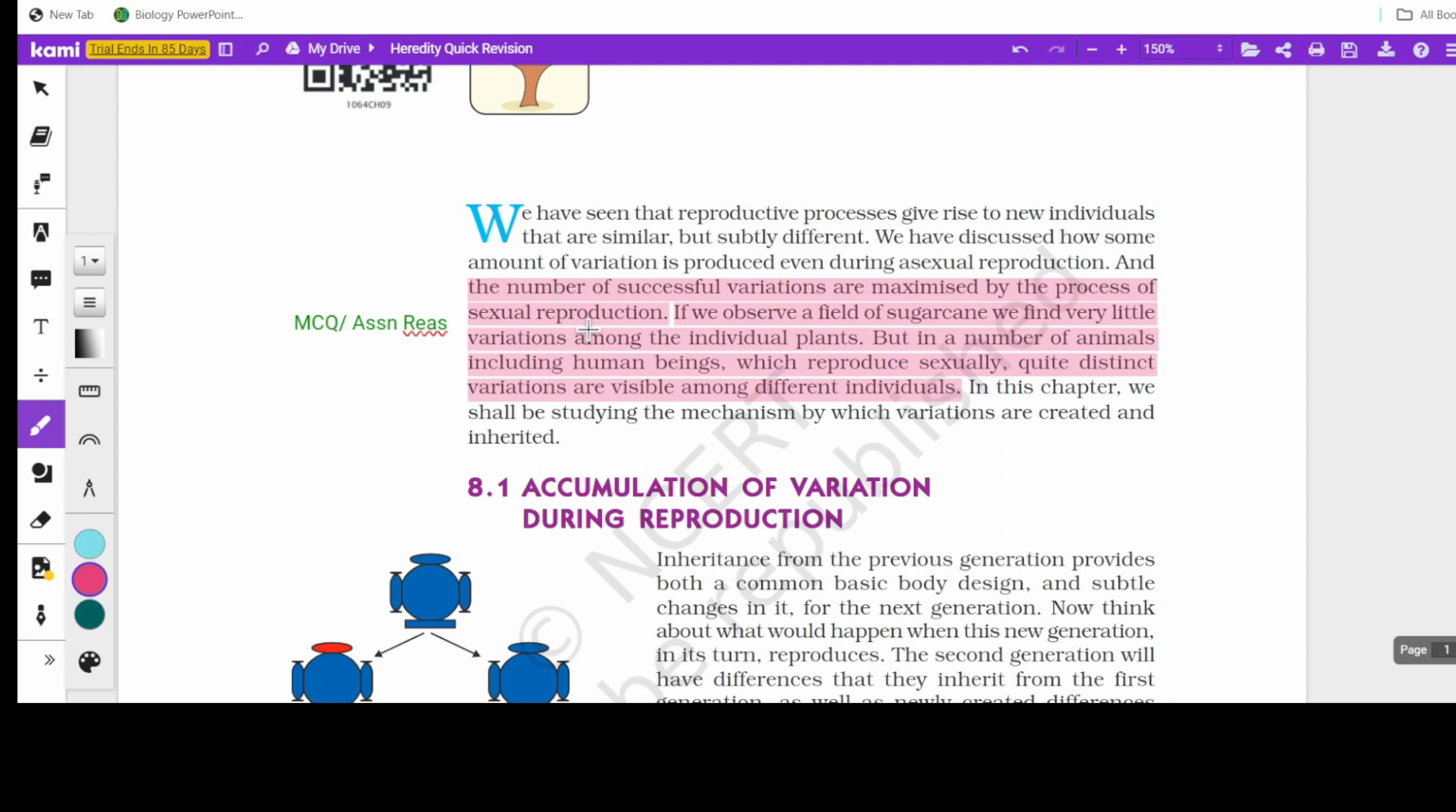So, quite often asked question is like, which method of reproduction will lead to evolution? Is that sexual or asexual reproduction? Okay. So always sexual reproduction will improve the chances of evolution and chances of variation.